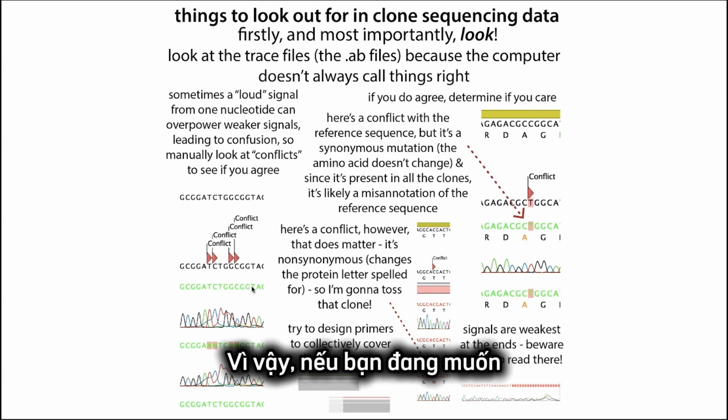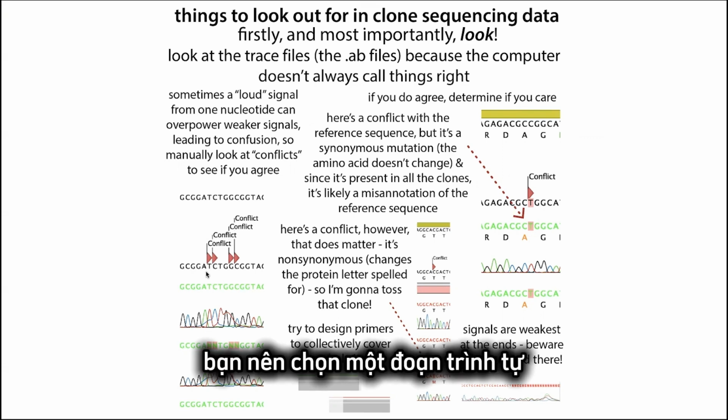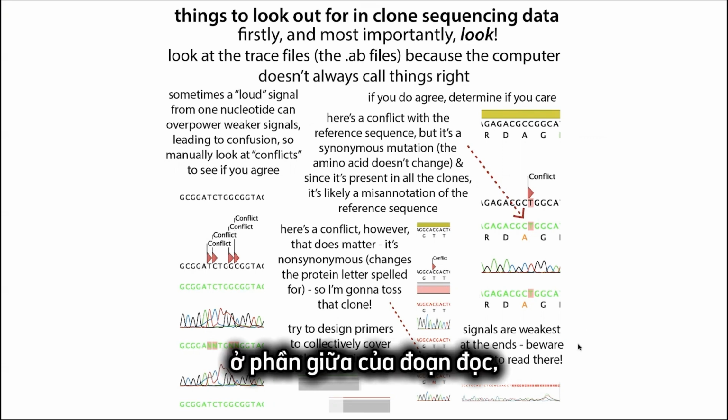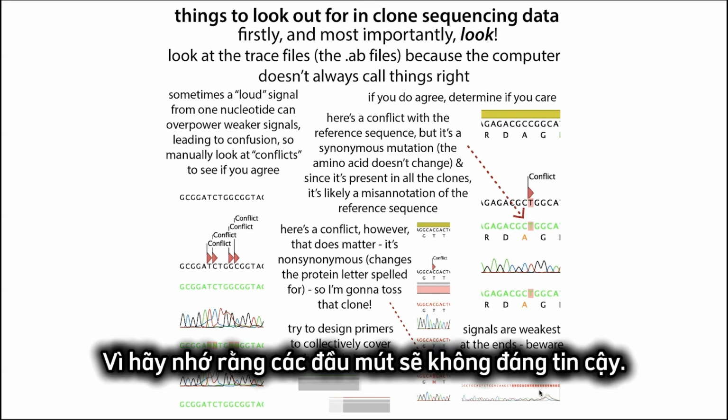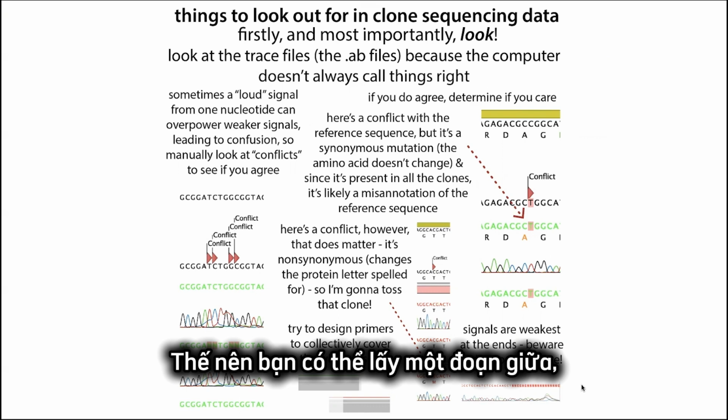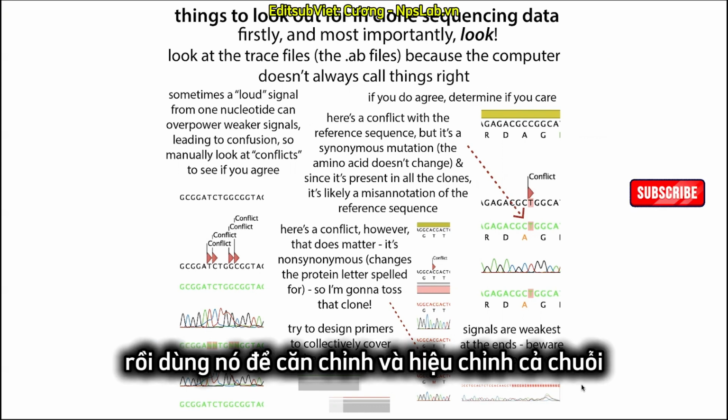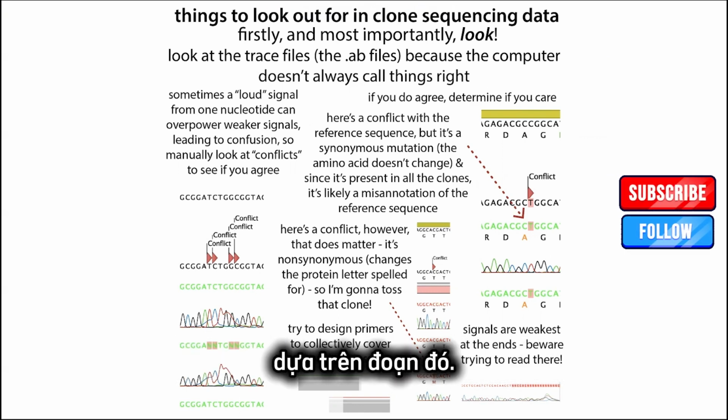If you're trying to manually align it, you're going to want to choose a part of the sequence that's actually in the middle, because remember, those ends are going to be unreliable. So you can take a middle part of the sequence, try to align that, and align the whole thing based on that.